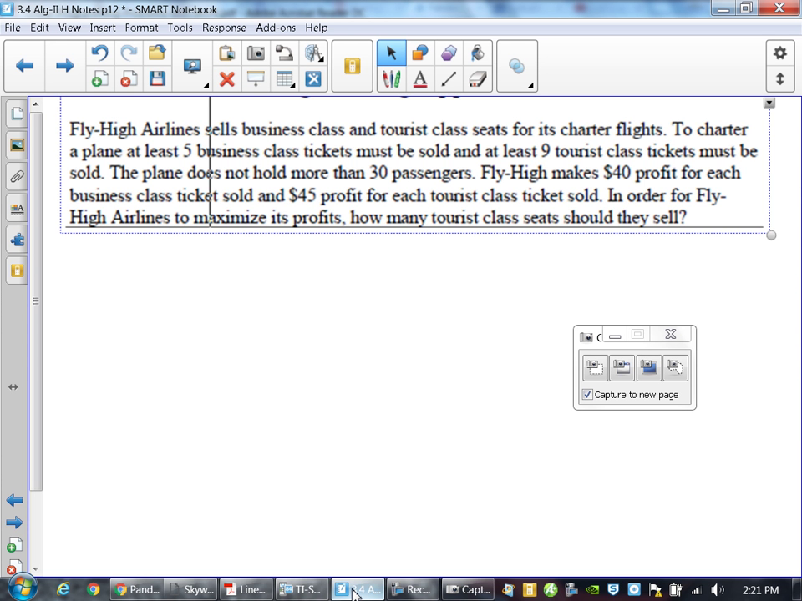Fly High Airlines sells business class and tourist class seats for its charter flights. To charter a plane, at least 5 business class must be sold, and at least 9 tourist ones must be sold. The plane does not hold more than 30 passengers. They make a $40 profit for each business class and a $45 profit for each tourist class. In order for them to maximize profits, how many tourist seats should they sell?